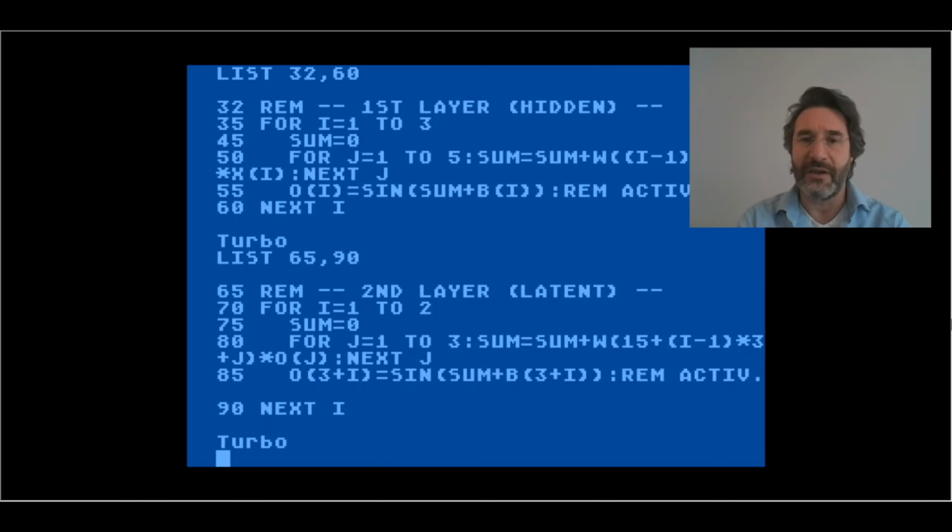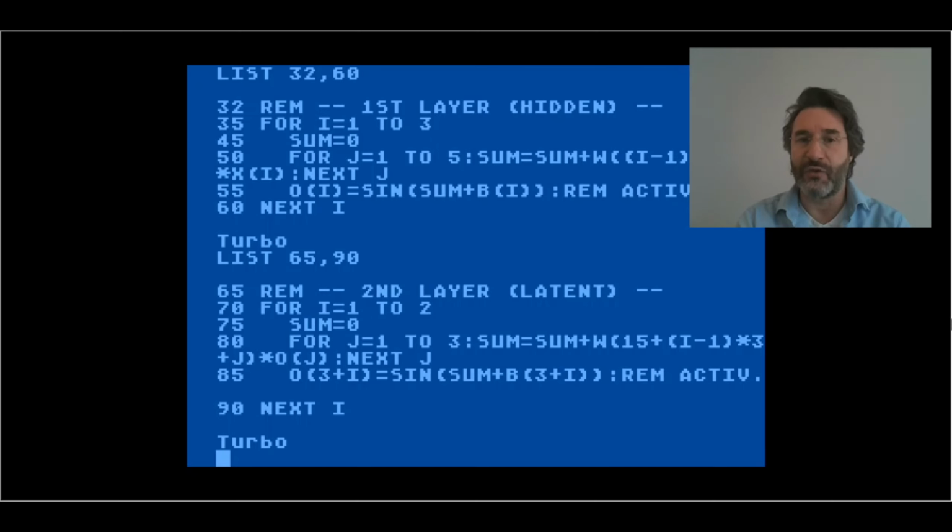What you can see here is that essentially we are implementing now the latent layer, which corresponds to the second layer if you consider the autoencoder and you remove the input layer. So in this particular case, we still have a main loop which goes from 1 to 2 and starts on line 70 and ends on line 90.